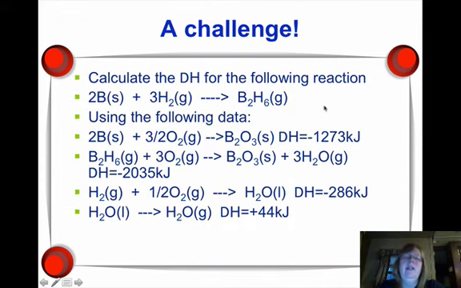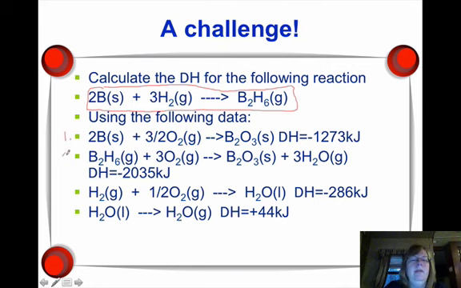All right, so what I would like you guys to do is to try this problem. It's actually kind of a fun problem. So you're trying to get the delta H for this equation here. So 2 borons that are solid plus 3 hydrogens that are gases yields B2H6 that is a gas. And notice we would classify this as a synthesis reaction. Here are our delta H's for, we've got one reaction here, another one here, another one here, and another one here. So go ahead and try this, and we're going to start class with this tomorrow.